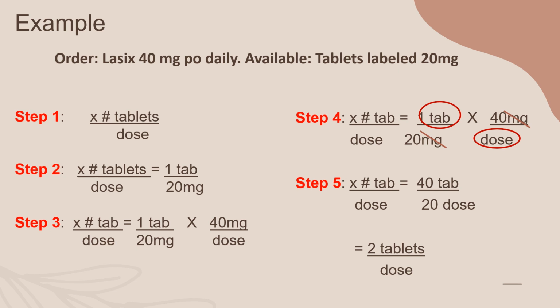Now let's do this process all over again with a different order. The provider ordered Lasix 40 milligrams. We have available to us Lasix in 20 milligram tablets. How many tablets will you administer? Step 1, we find what we're trying to solve, which is how many tablets per dose. Step 2, we need to go straight across the equal sign with what we know about tablets. We know one tablet is 20 milligrams. Step 3 is adding in what we have, which is 40 milligrams per dose. Step 4, we cancel out the like units, which would be the milligrams, so we're left with tablets on the top and dose on the bottom, which is exactly what we're looking for. Step 5, we're going to do the math, and it comes out to 2 tablets per dose.